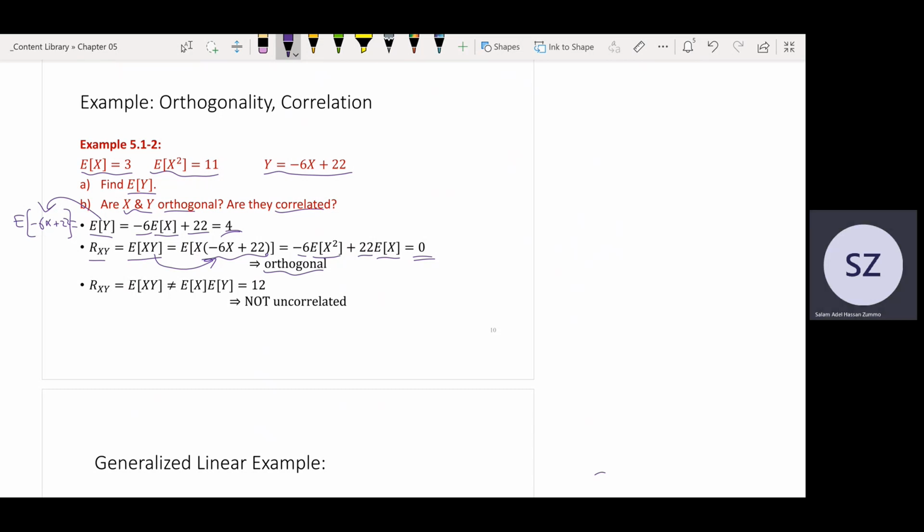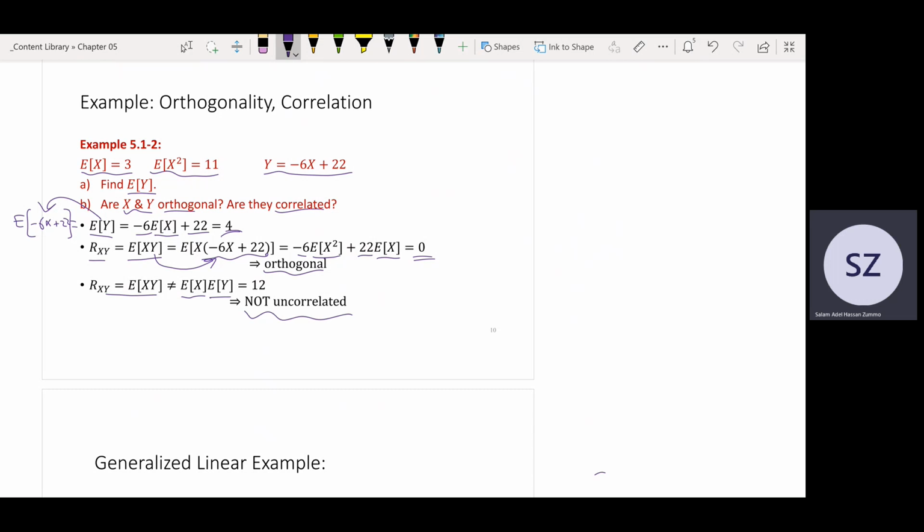We don't know. We need to check whether the correlation equals the product of the two means or not. If they are equal, they are uncorrelated. If they are not equal, then they are not uncorrelated, which means that they are not independent. So we got this as 0, and we have already the expected value of x as 3, the expected value of y as 4. So 4 times 3 is 12. So they are not equal, and hence they are not uncorrelated.